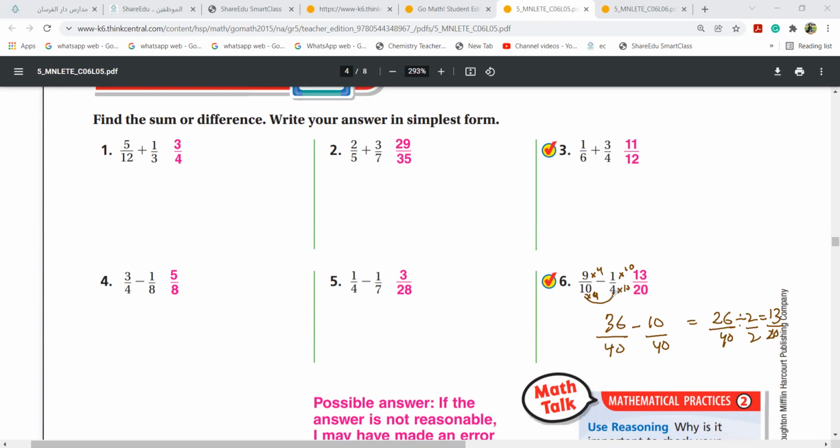Okay, from where did we get 10 over 40 when we minus it with 36 over 40? What I do is, Miral, look at it again. I multiply with each other. This 10, I multiply with 4. And this 4, I multiply with 10. And the same number, I multiply in the numerator. Like, see, 10 and 10, 4 and 4. So I get 9 times 4, 36 over 40, and 10 over 40. This is how I got it.